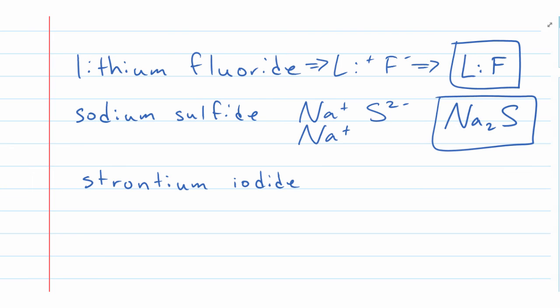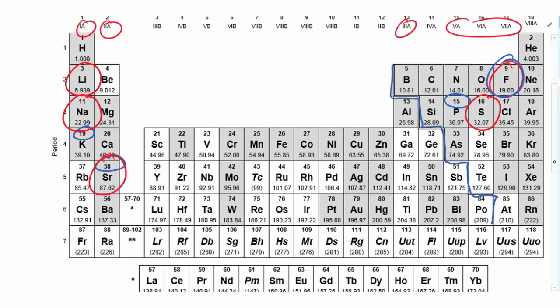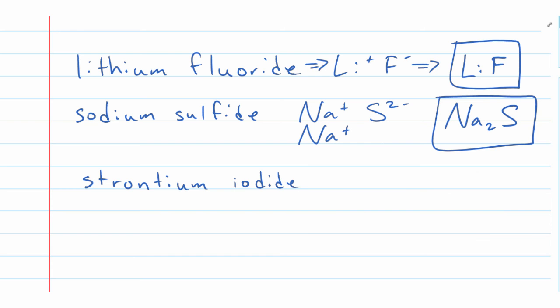Strontium, from the periodic table, has a charge of how much? 2 plus. Iodide, 1 negative. So strontium with a 2 plus, iodide with a 1 negative. Okay, now which one do we need more of? Iodide, right. So we put in the iodide here, and then we have the 2 iodide ions to balance the strontium. The formula would be SrI2.